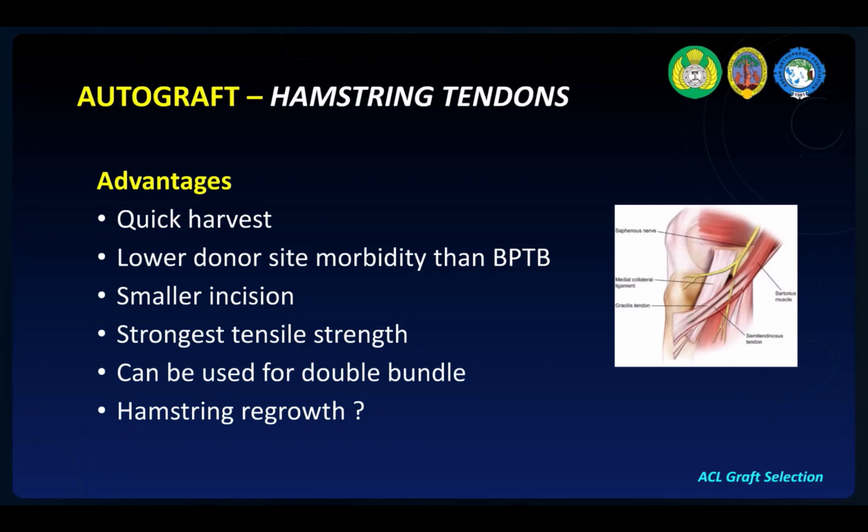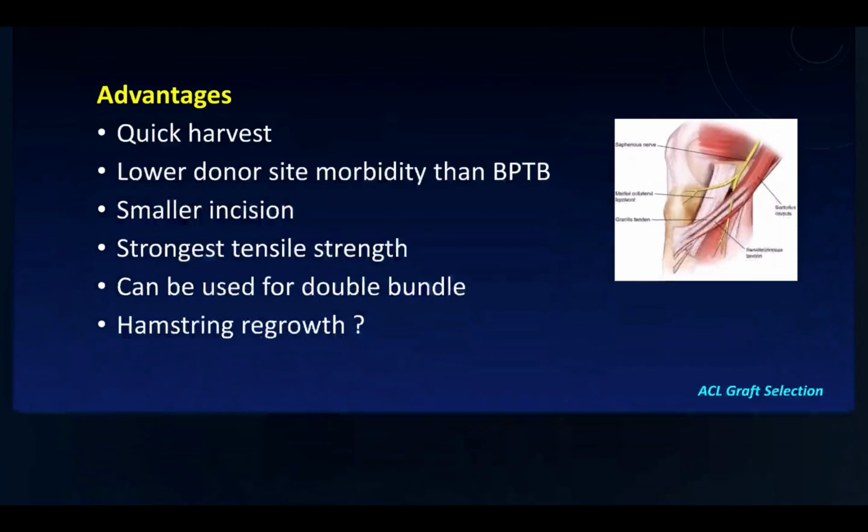What about hamstrings? Hamstring has the advantages of quick harvesting. It has lower donor site morbidity than BPTB. It needs smaller incisions. It also has a stronger tensile strength and can be used for double bundle reconstructions. And there are some studies showing that there is hamstring regrowth after harvesting the hamstring tendons.